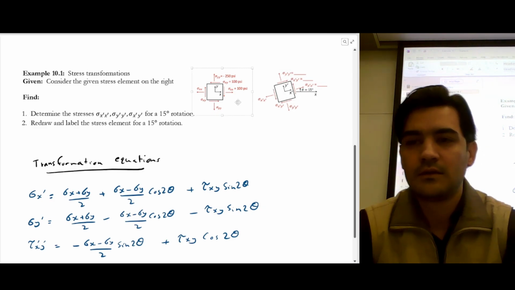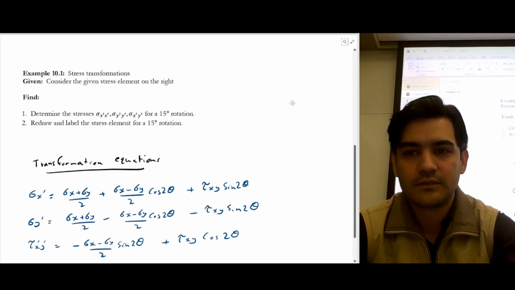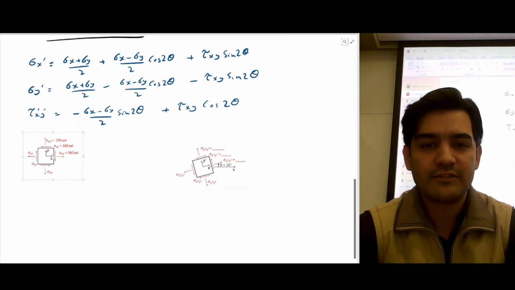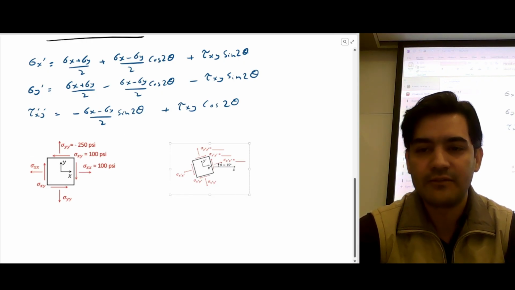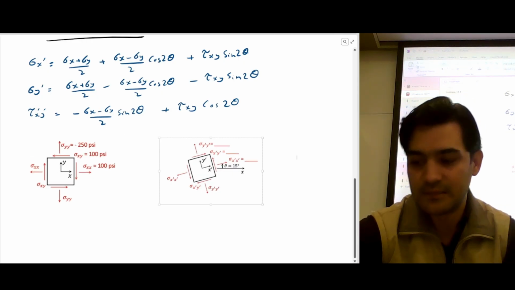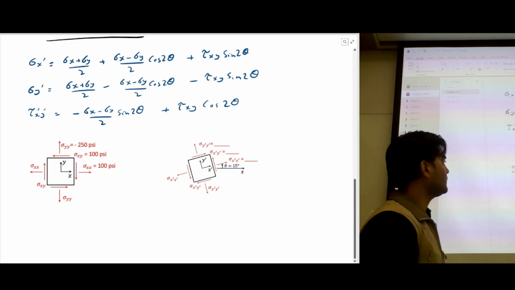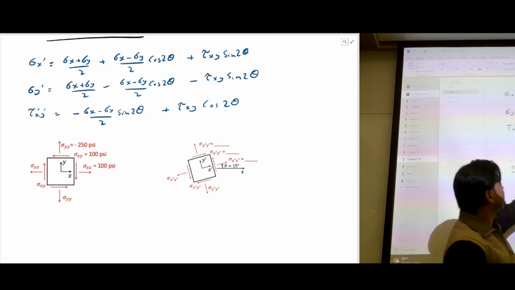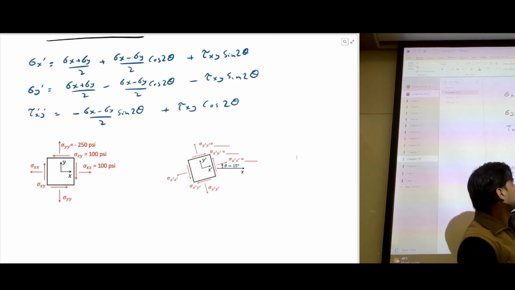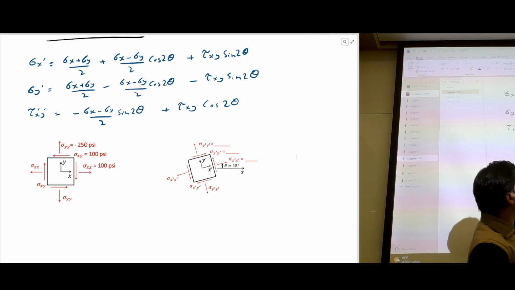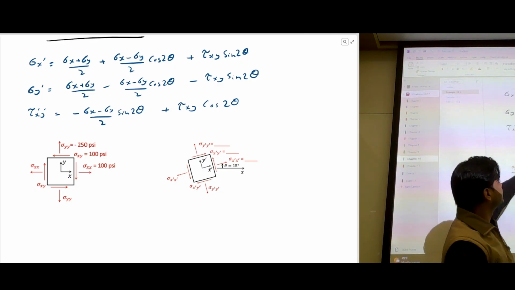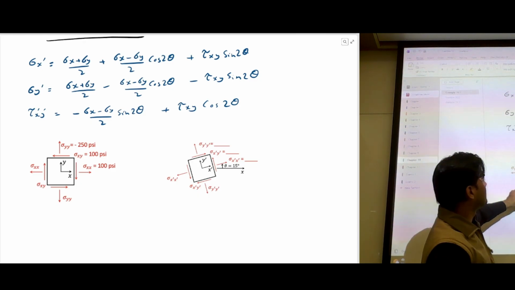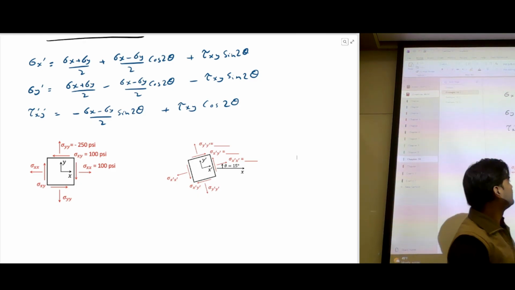Okay, so this is our problem. We have a stress element and we already have the stresses for the stress element. This is 10.1. This is the stress along the x-axis, which is 100 psi. This is the stress along the y-axis, which is negative 250. So basically, the direction is going to be opposite. This is a compressive stress. And then you have a shear stress, tau xy, which is 100 psi.